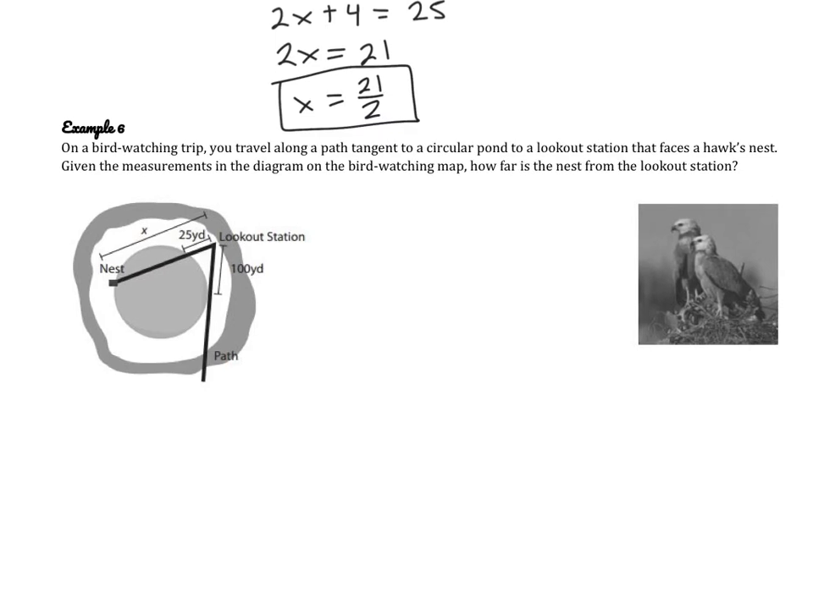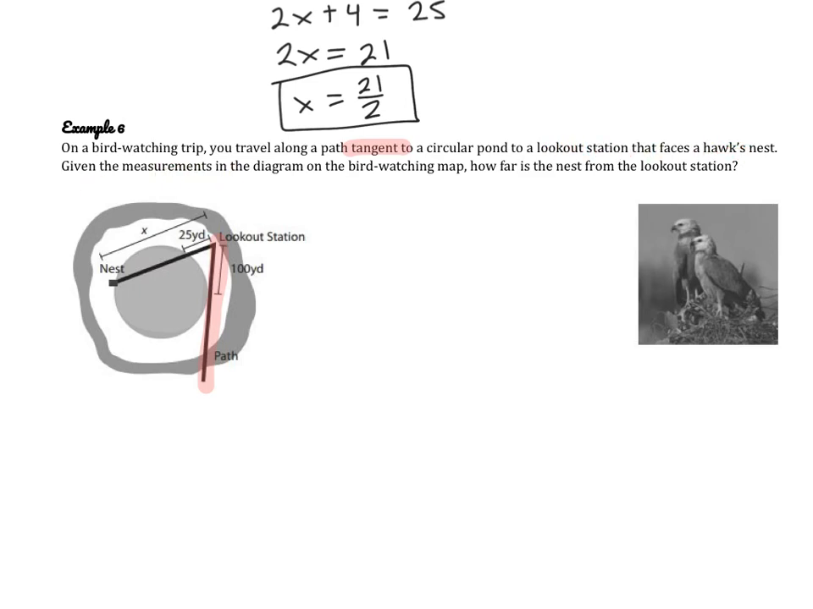Okay, let's look at this last example together. So this says, on a bird watching trip, you travel along a path tangent to a circular pond. So here's our pond, and here's our tangent portion. Let's see, I'll highlight it in red. Here's the entire path. And again, we know this is the tangent line because it's only intersecting our pond at one point.